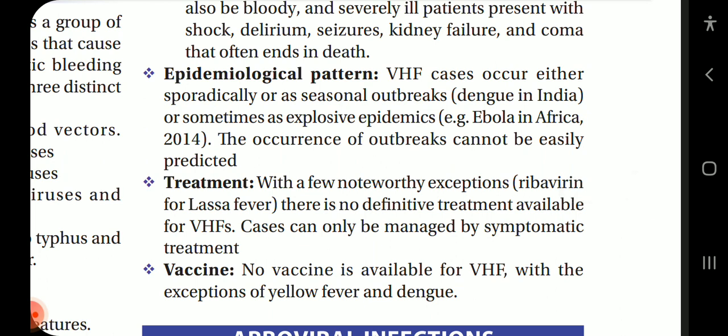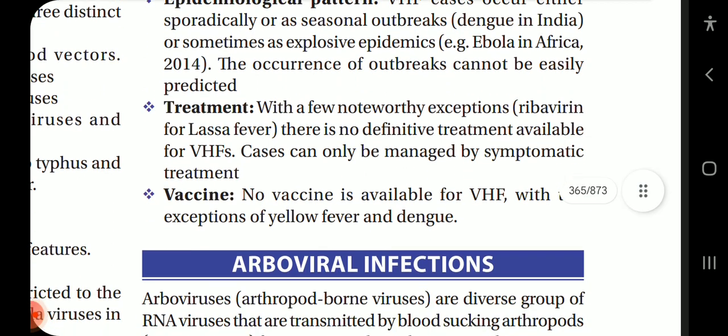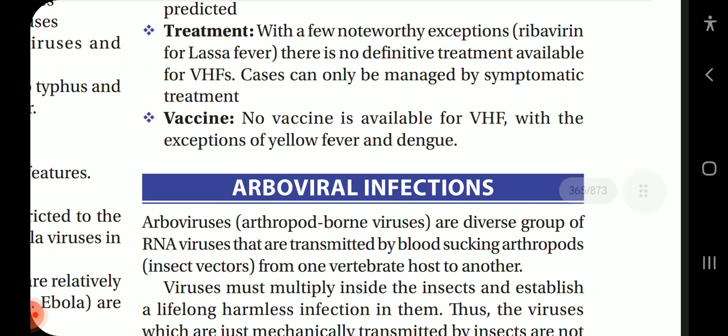Epidemiological pattern: VHF cases occur either sporadically or as seasonal outbreaks, example dengue in India, or sometimes as explosive epidemics, example Ebola in Africa in 2014. The occurrence of outbreaks cannot be easily predicted. Treatment: with a few noteworthy exceptions, ribavirin for Lassa fever, there is no definitive treatment available for VHFs. Cases can only be managed by symptomatic treatment. Vaccine: no vaccines are available for VHF with the exceptions of yellow fever and dengue.